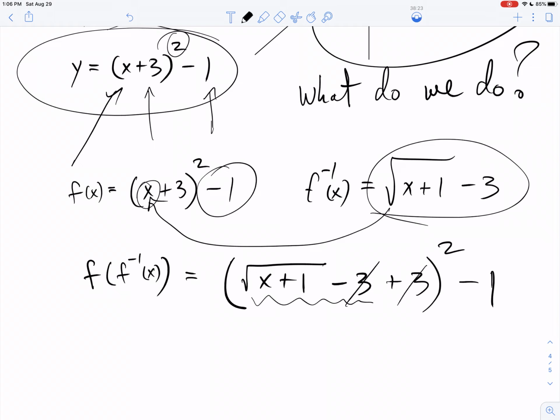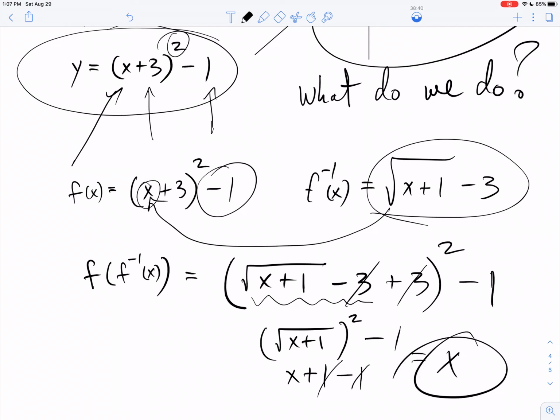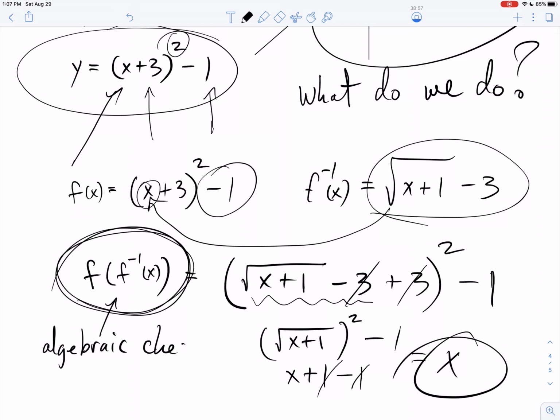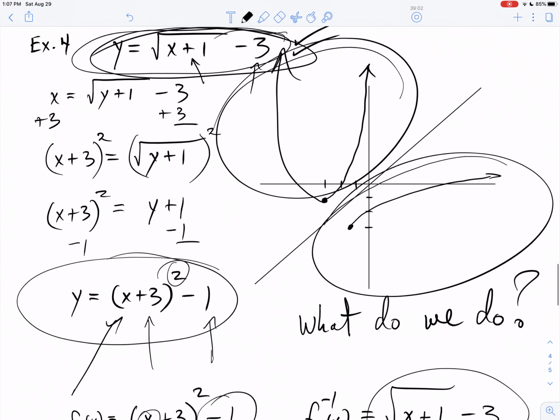Well, 3 take away 3, that cancels. Then I'm left with the square root of x plus 1, squared, minus 1. If I square a square root, I get the creamy filling. Minus 1, well, 1 take away 1. What do I end up with? x. If two functions are inverses of each other, if you compose them, your answer should be x. So sometimes doing this check, this is called an algebraic check, is easier than graphing it. Especially when your graph is messed up.